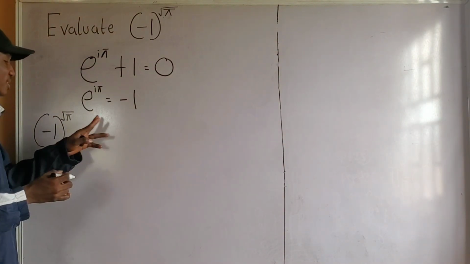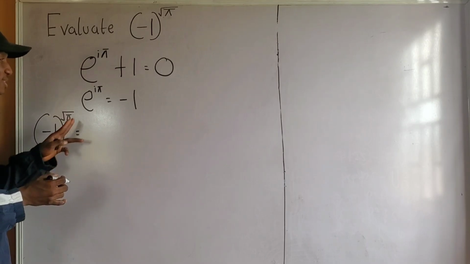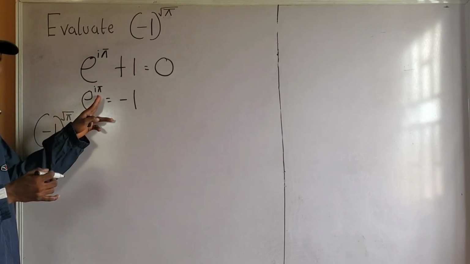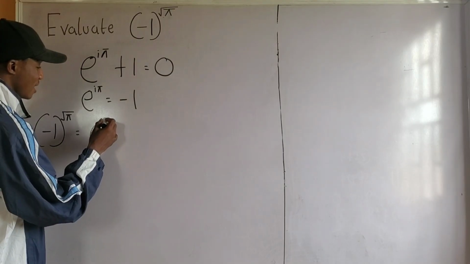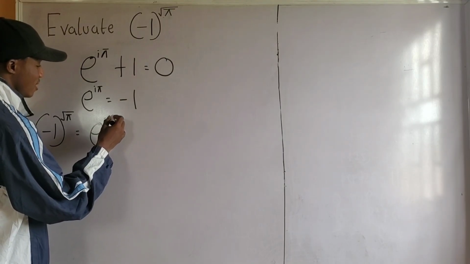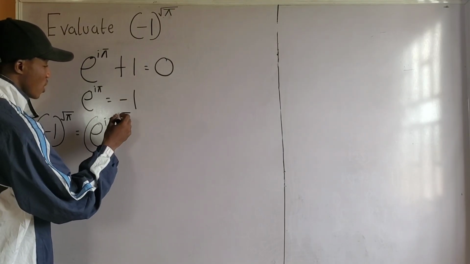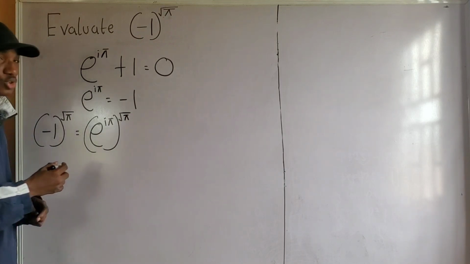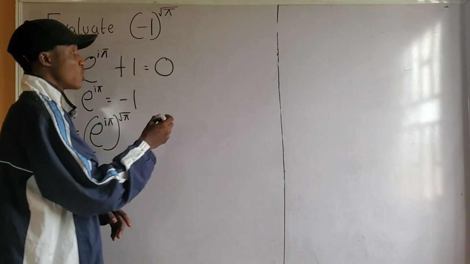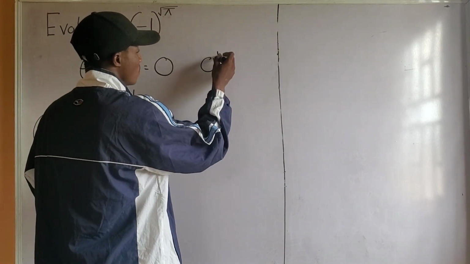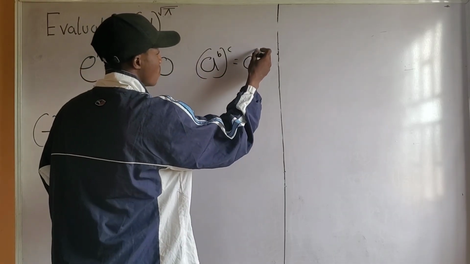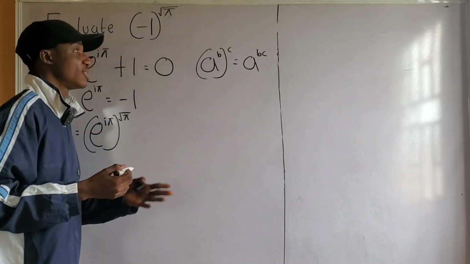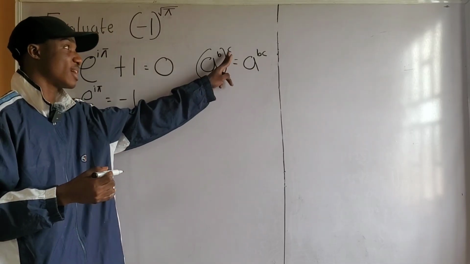equals to, now instead of -1, I'm going to replace this with e to the power of i pi. Do you understand? So I'm going to have e to the power of i pi raised to the power of the square root of pi. According to this rule, if you have a raised to the power of b raised to the power of c, this will equal a raised to the power of bc, right? That is, we're going to take the product of this and this.